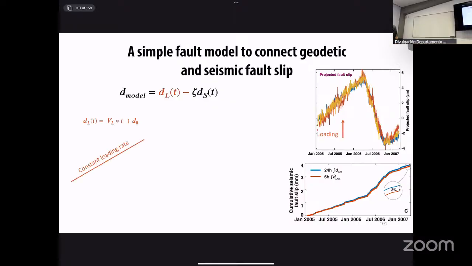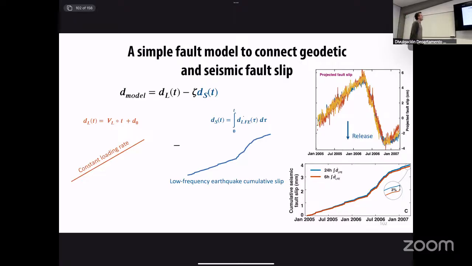So we can define the loading term just as the long-term loading rate times time, and then there's some static offset just to get the y-axis right. And then the second term is going to be the slip rate, or the derivative of these time series. The integral of the slip rate as a function of time. We're just looking at the cumulative seismic slip.